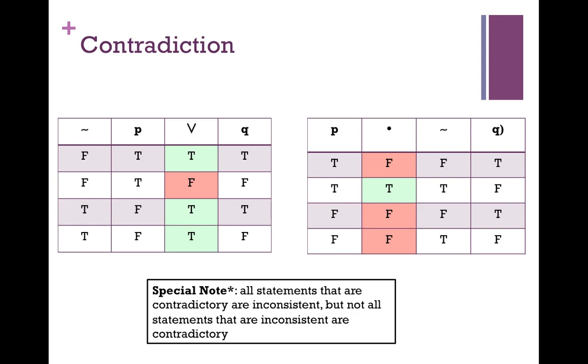Again, for statements that are inconsistent, you don't necessarily have opposite truth values. For instance, if this one right here had been false in every single row, these statements would still be inconsistent because they wouldn't be true in any single row. But they wouldn't be contradictory because they would both be false in row number 2. They wouldn't be polar opposites of one another. So contradiction, like I said, is a special kind of inconsistency where the truth values are complete opposites in each row of assignment.